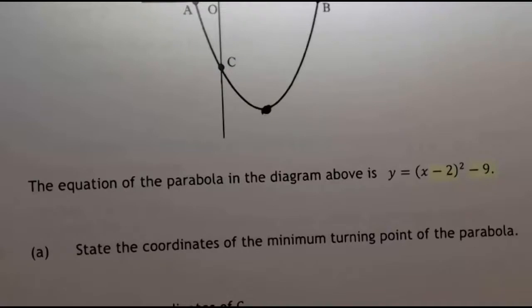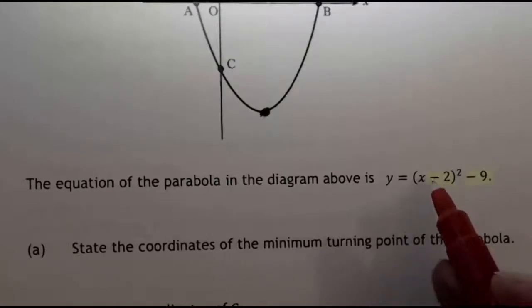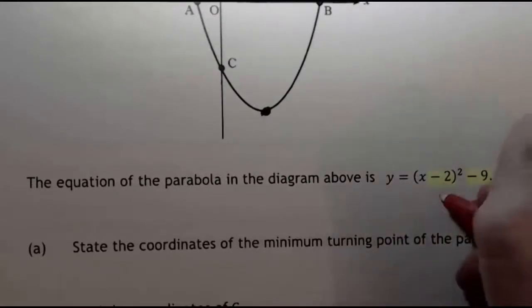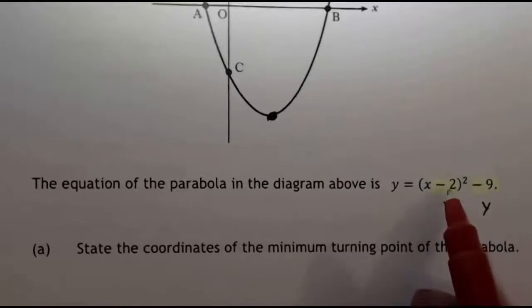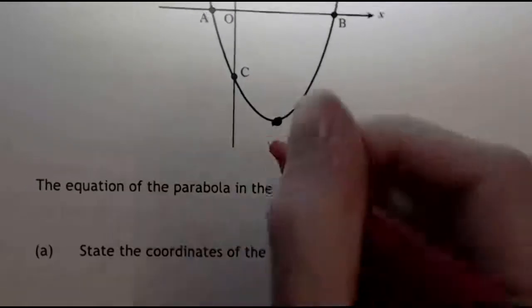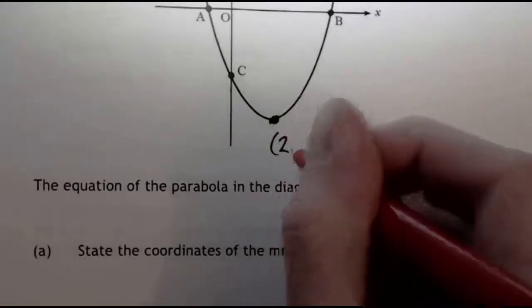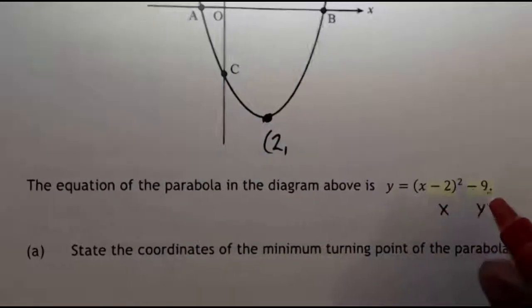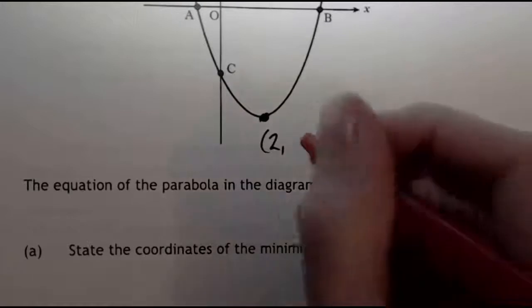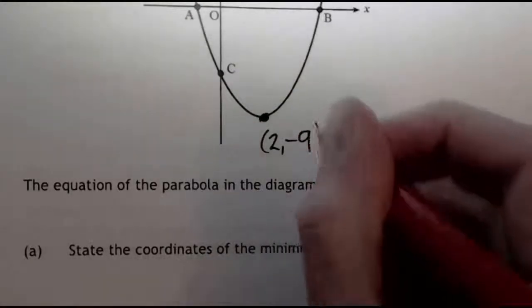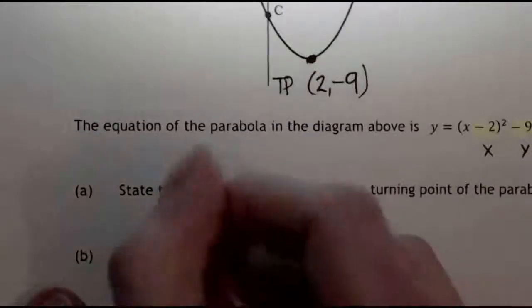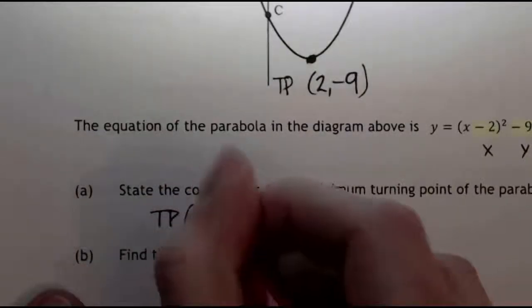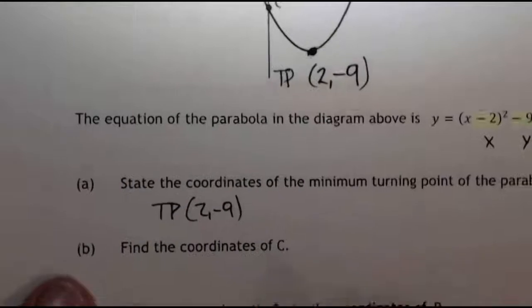Now just like the previous question, what you look at is the sign. This is your x, and this is your y. So you look at that's 2, and it's actually the opposite sign. So your turning point here is going to be 2, but for the y, we keep the sign. So that's 2, minus 9. So that's your turning point. So the turning point here, just to keep the answer correct, is 2, minus 9.